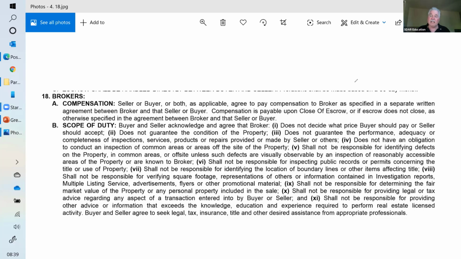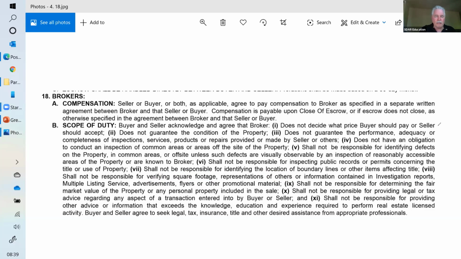We put it in the MLS because it's required. But even our agents understand in our office that if you change it, you're going to have to defend it, because we're not going to defend it for you. So take what the tax record says and deal with it. All right, so not responsible for verifying square footage, representations of others, or information contained in reports. You hired the inspector to do the inspection, so you need to talk to them about what they put in their report. And remember, their report is different than your report, so make sure you are referring to the source.